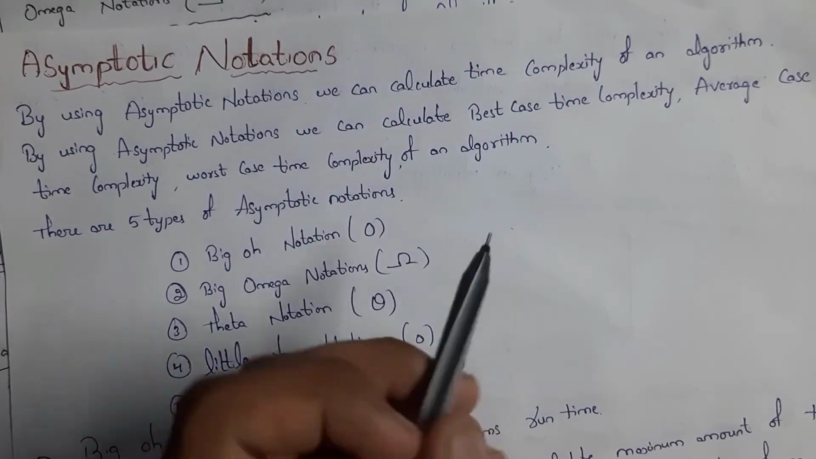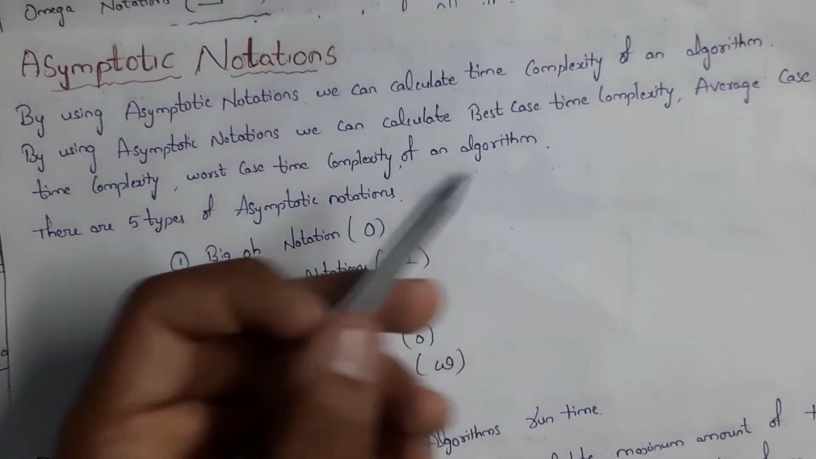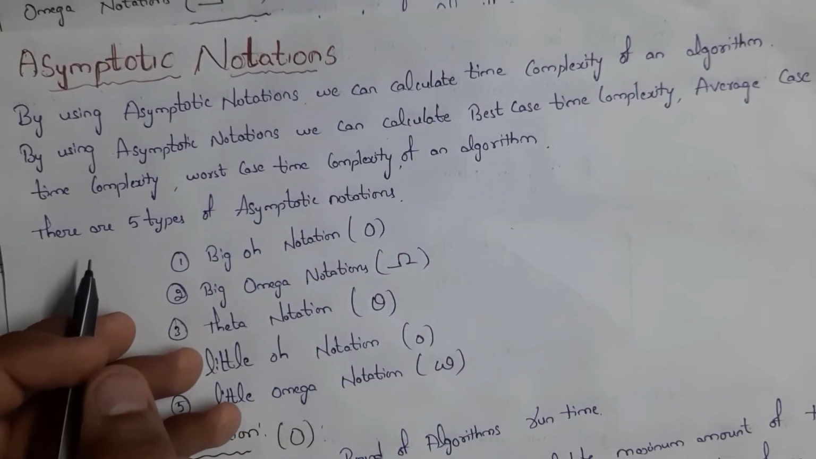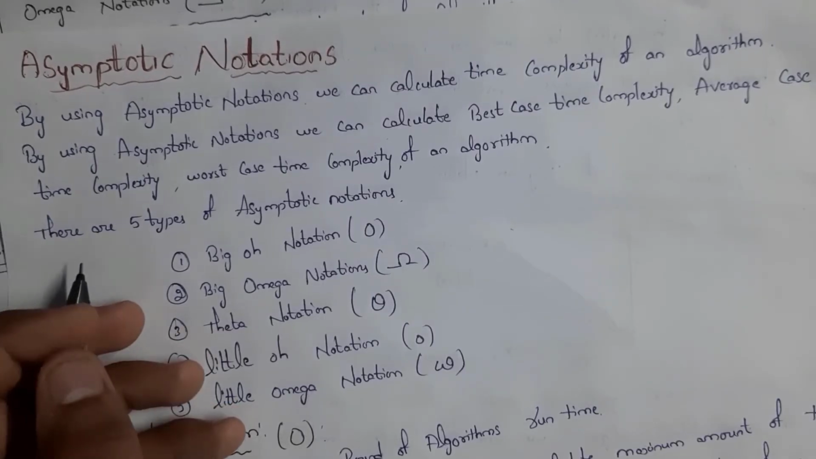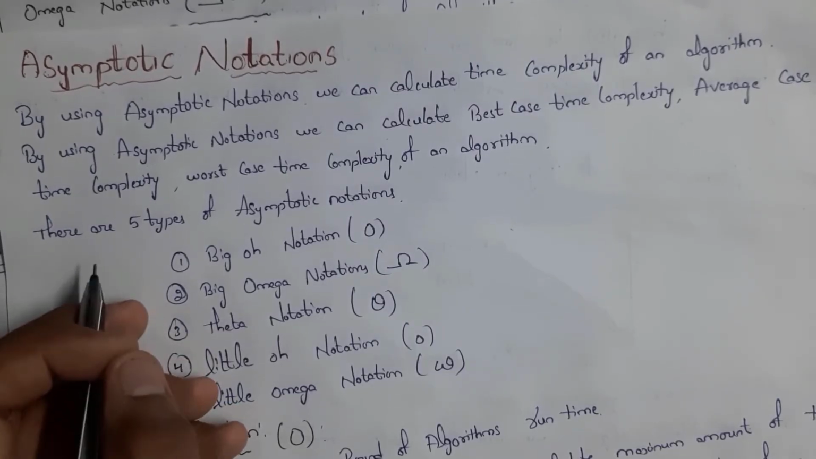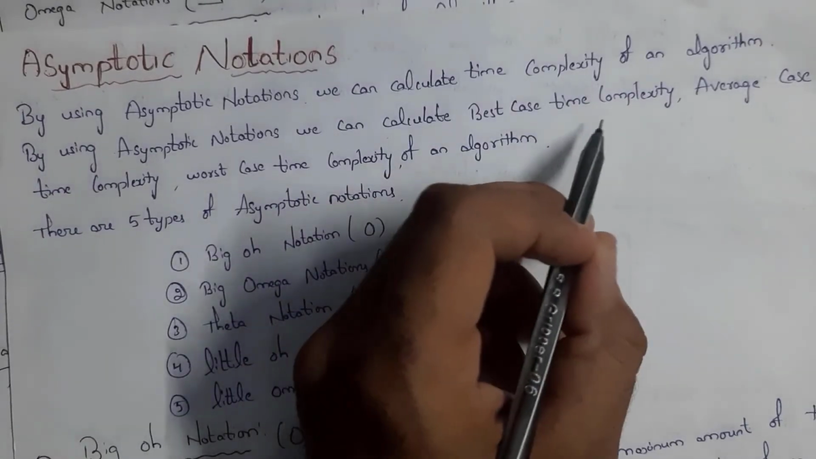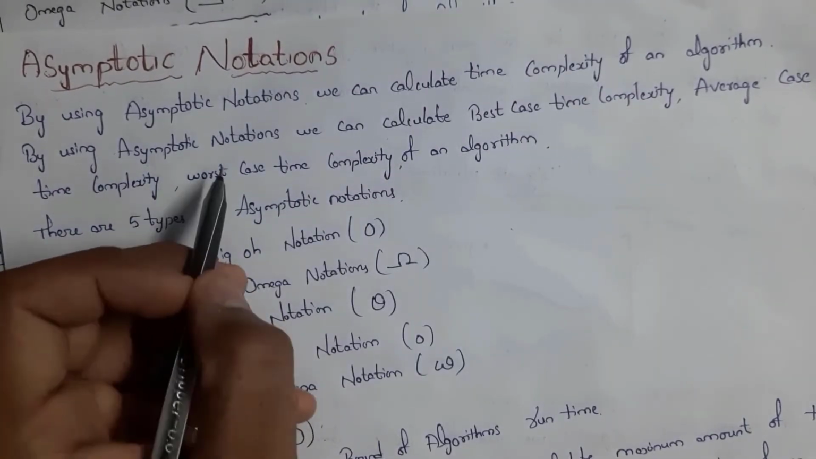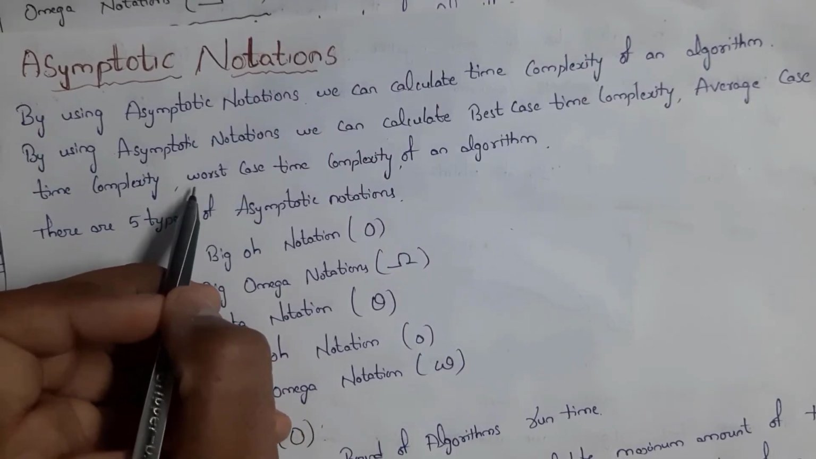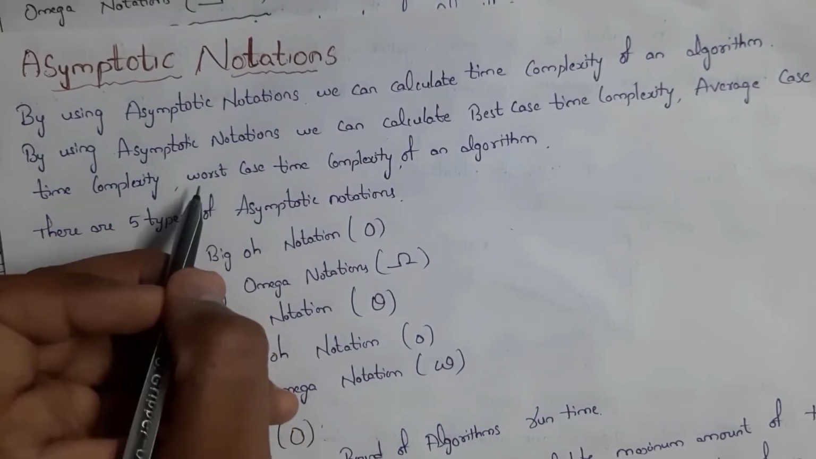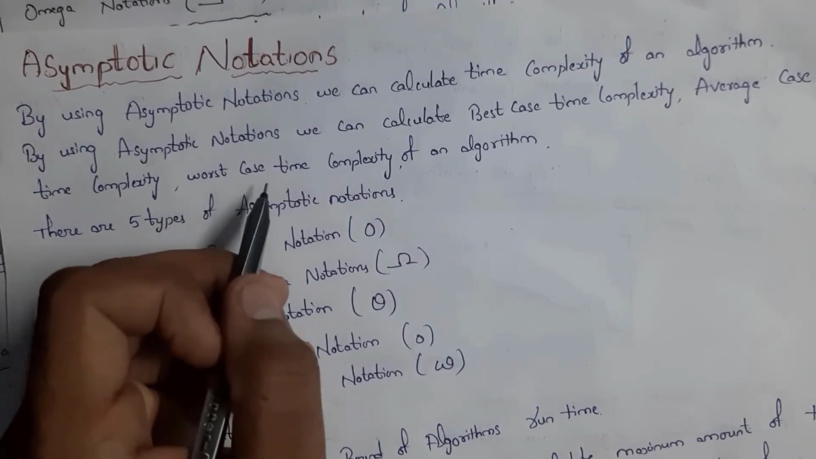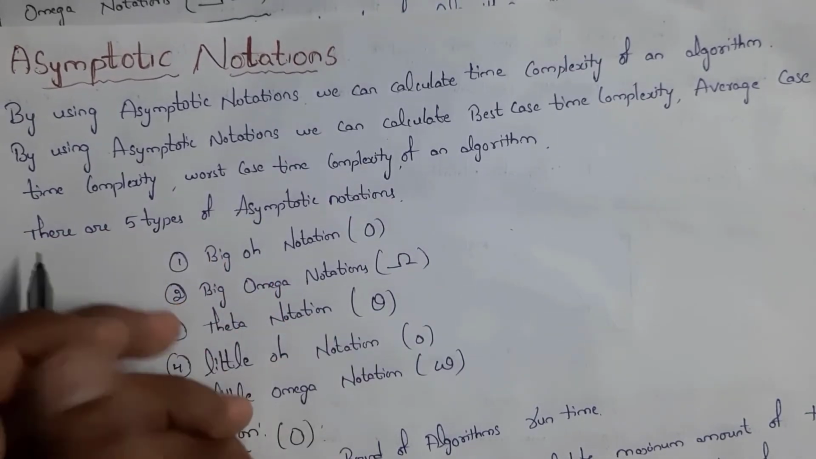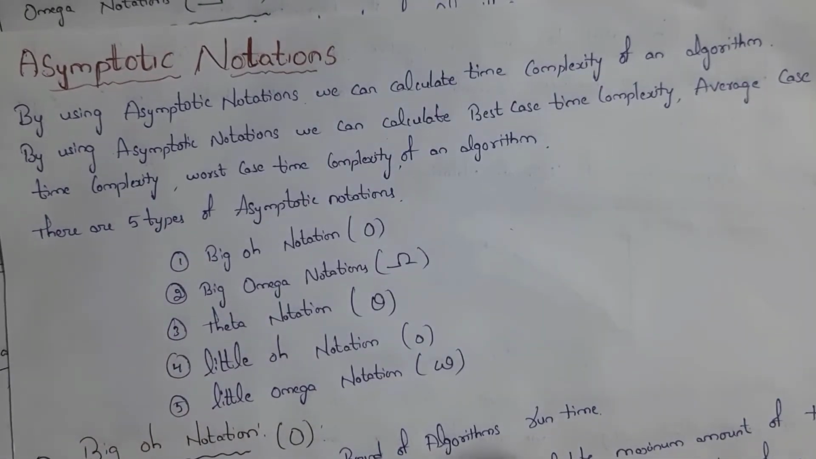of an algorithm. I already explained what is best case, average case and worst case in the previous example, that is the linear search example. If we find an element in the first position, then the time taken is less, so it is known as best case time complexity. And if the element is found in the last position, then the time taken is more, so it is known as worst case time complexity. And if the element is found in between the first and last element, then it is known as average case time complexity.